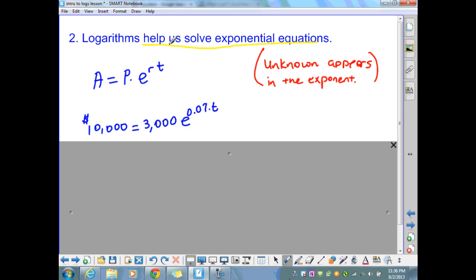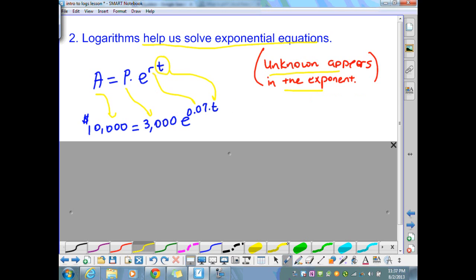Another example of logarithms is that they help us solve exponential equations. And exponential equations are equations of the form where the unknown appears in the exponent. Say you want to solve for time, and I'm assuming that most of you are familiar with this equation, A equals PERT. You might have seen this in your algebra classes about finding the accumulated value of money, P dollars invested at R% interest, R being in decimal form, for T years. And so suppose you know that you want to end up with $10,000 and you're investing $3,000. Your interest rate is 7%. But the question is, how many years should we invest this money for? The unknown is in the exponent.